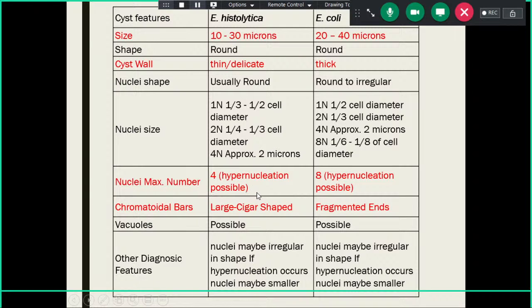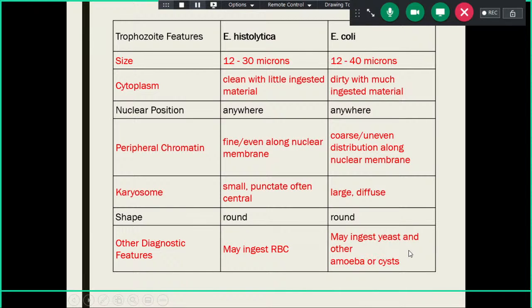Then chromatoid bodies are hardly seen in a preserved stool. Trophozoites are very difficult to see in a preserved stool, but if at all found, then E coli trophozoites are much bigger. The cytoplasm has much ingested material. Peripheral chromatin is much coarser, with a large karyosome.